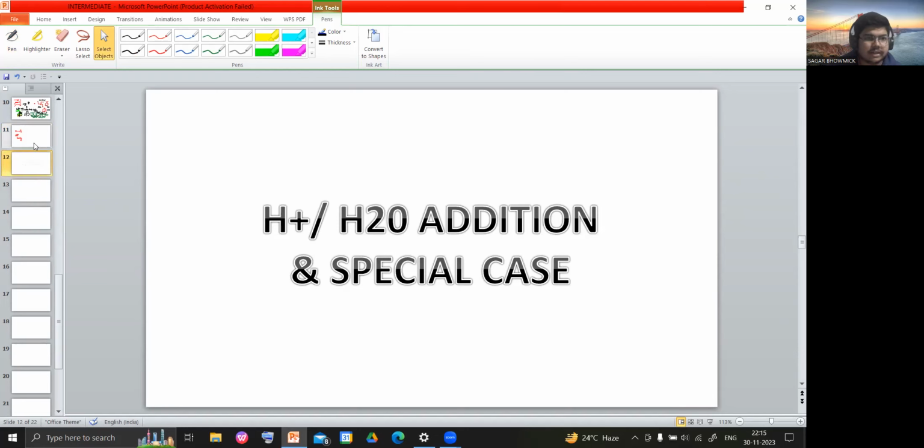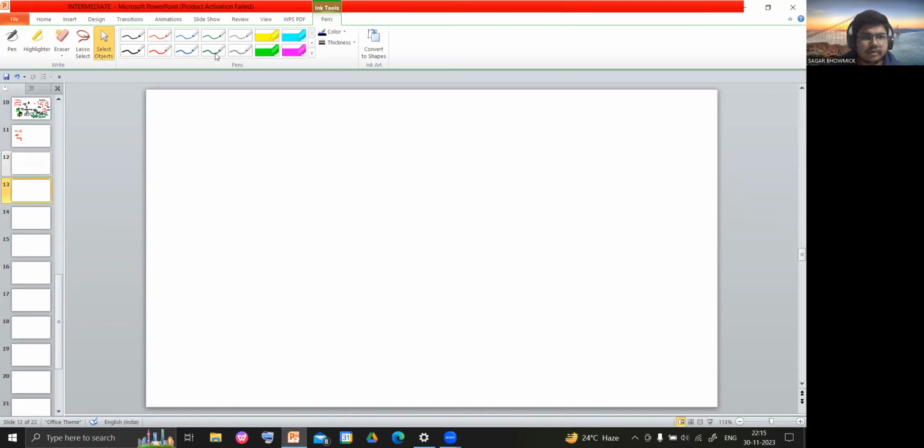H plus water addition. Basic thing is, if you are given one alkene, suppose this is my alkene. We are giving an H plus source, a proton source, that means any acid. An acid is diluted in water medium, so H plus water. Sometimes water is not written. So H plus, what will happen?